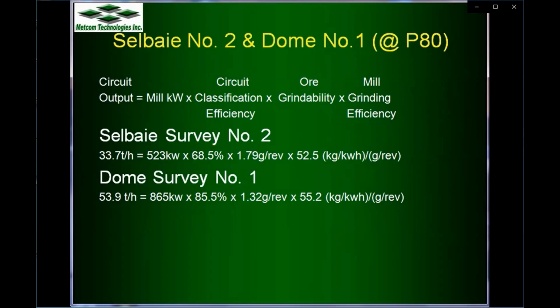This tells us that by manipulating the pumps and the cyclones and the water usage in a grinding circuit, we can increase our efficiency up to as high as 85.5%, sometimes higher.